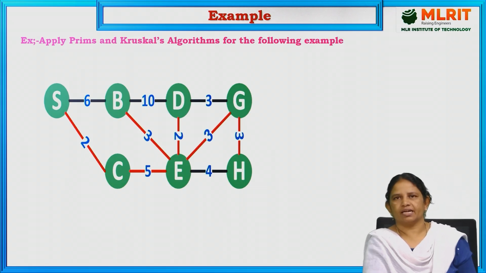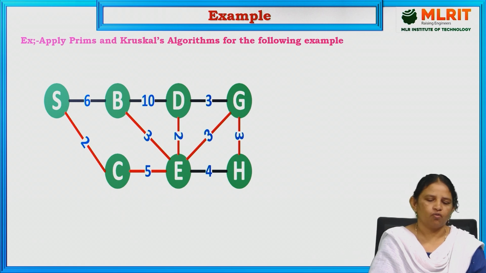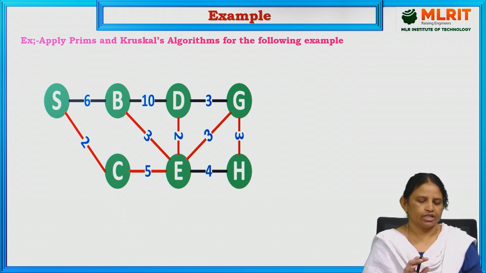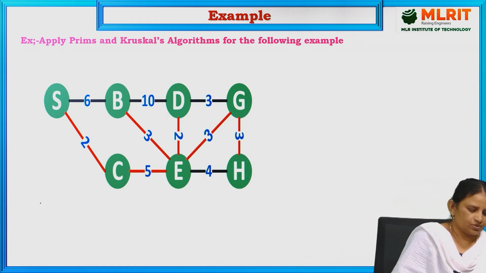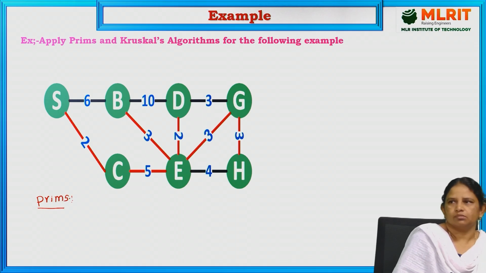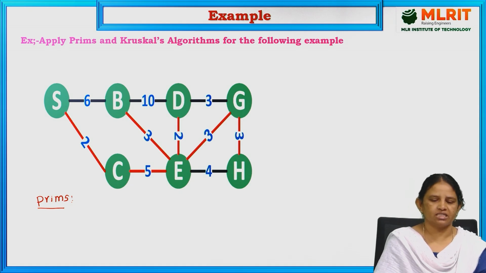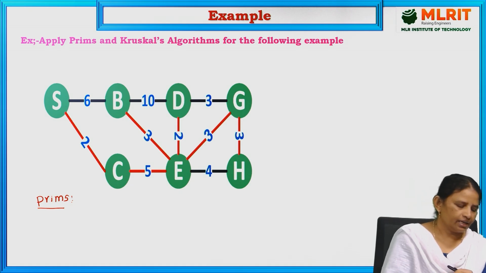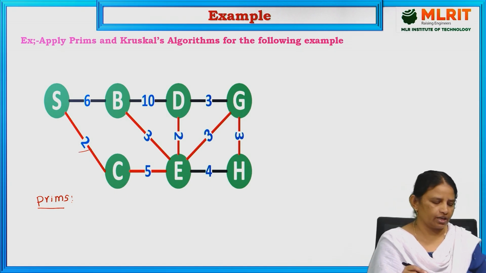So considering the second example, apply Prim's and Kruskal's algorithm for the following graph. First one is Prim's algorithm. In the case of Prim's algorithm, we have to select the vertex which has the least cost. Here S to C cost is 2, D to E cost is also 2.